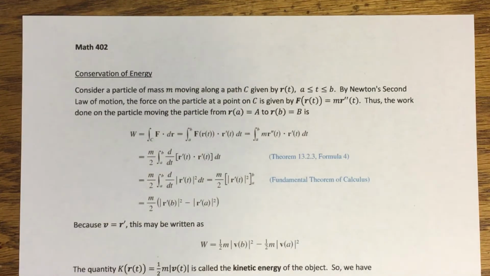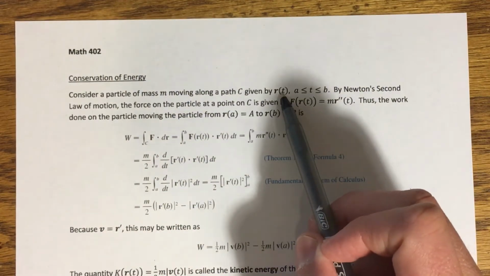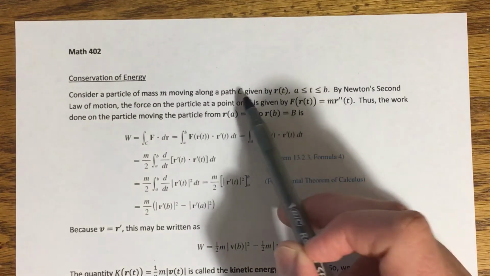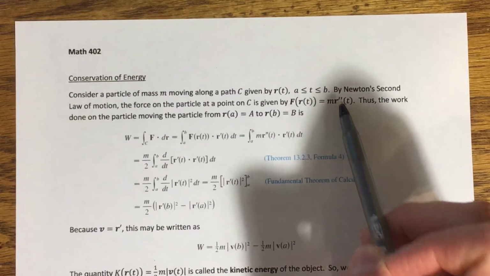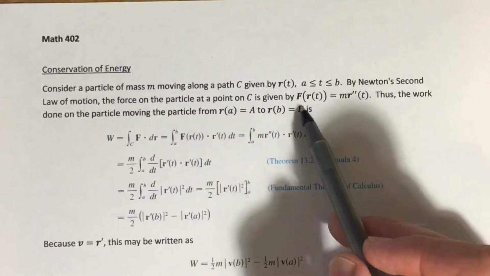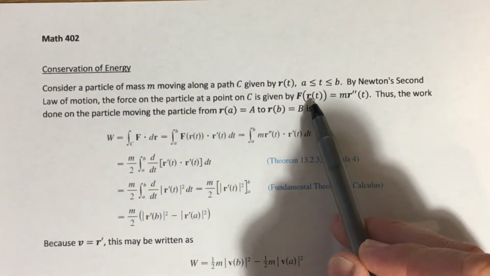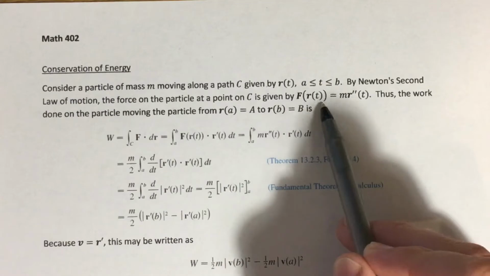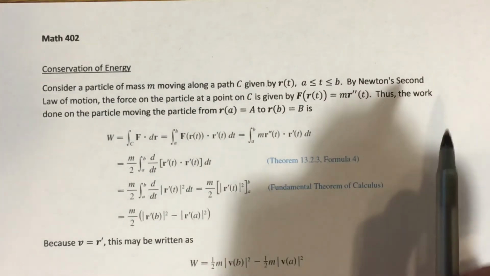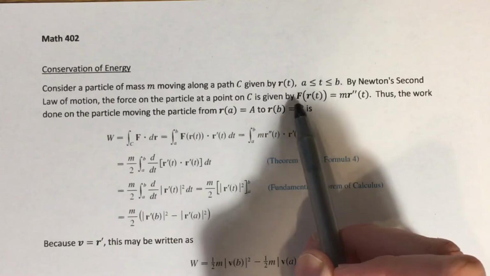Now we know from Newton's second law of motion, F equals ma. If r of t represents the parameterization of this path, we can think of this as the position function for that particle, which means r double prime would be the acceleration of that particle. So F equals ma can be written this way: F at this point r of t, remember this represents a point on the curve, is equal to m times r double prime.